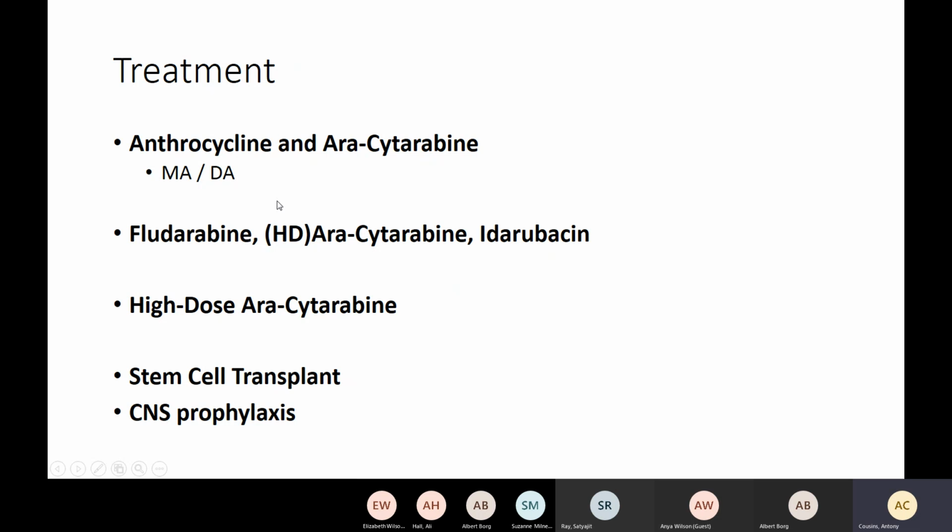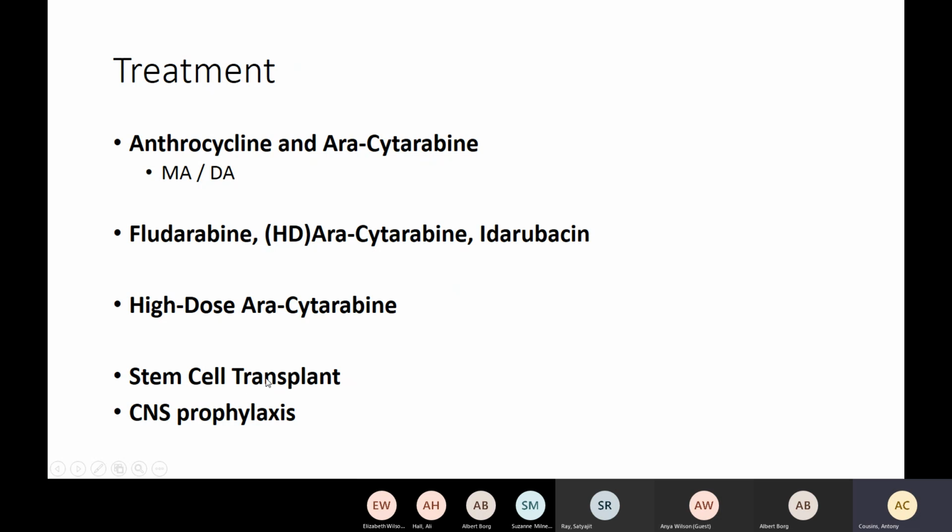A more intensive regimen we use in high-risk children is fludarabine, which is another nucleoside analog, a higher dose cytarabine, and idarubicin, a slightly more intensive anthracycline drug. And sometimes for maintenance, to try and deepen our remission, we might use high-dose cytarabine.